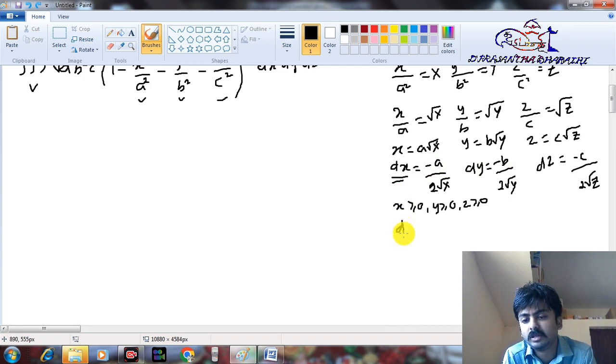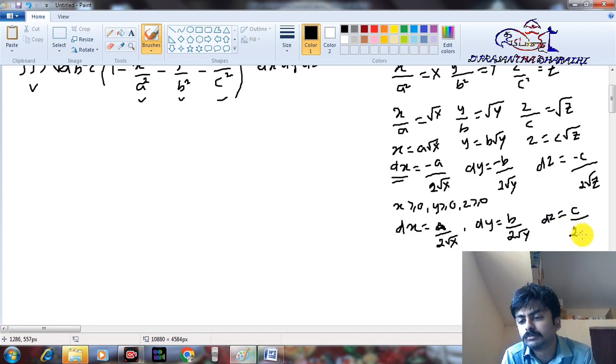We get dx equal to a divided by 2 root of capital X, dy equal to b divided by 2 root of capital Y, and dz equal to c divided by 2 root of capital Z. Okay, these things are important.